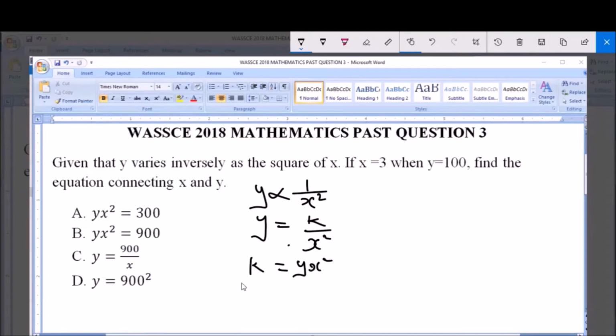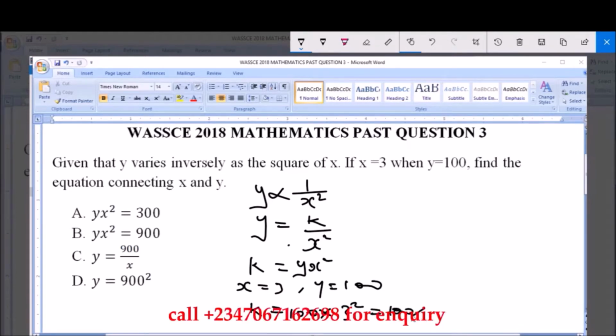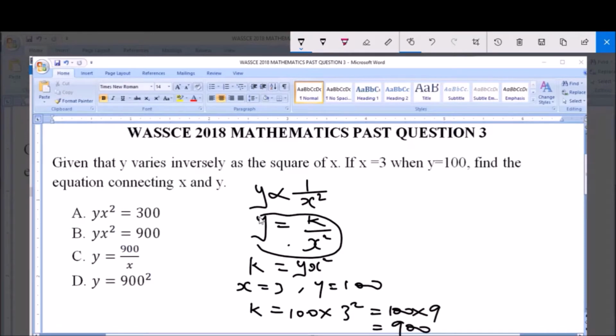So from this, when x equals 3 and y equals 100, we can say k is equal to 100 multiplied by 3 square, and this is equal to 100 multiplied by 9, and this is equal to 900. So that means the constant k is 900. Now from this we can say, using this, y is equal to 900 all over x square.